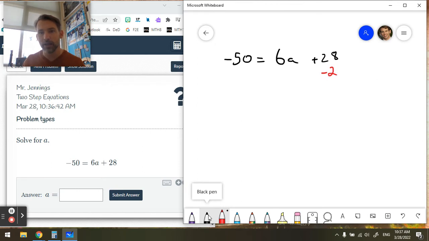I'm going to remove it. I'm going to subtract 28 from both sides. Then I get this line. Minus 50 minus 28 is minus 78 is equal to 6a. And then I say, well, I'm multiplying here. That's annoying.